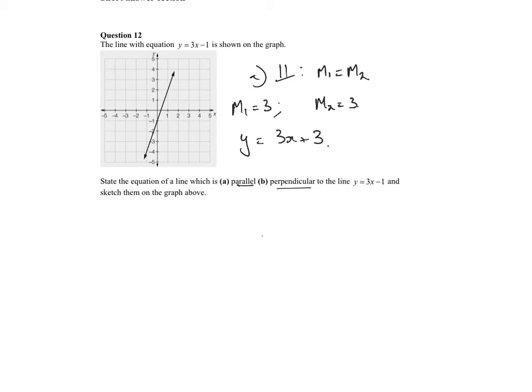Okay, for perpendicular lines, that means that M1 times M2 has to equal -1 if at right angles, perpendicular. So therefore, the gradient of the second line is -1 over the gradient of the first line. And since the gradient of the first line is 3, the gradient of my second line has to be -1 on 3. So therefore, the equation of my perpendicular line might be y equals -1 on 3 x. And again, I'm going to pick 3 again. Could have picked any number I wanted.